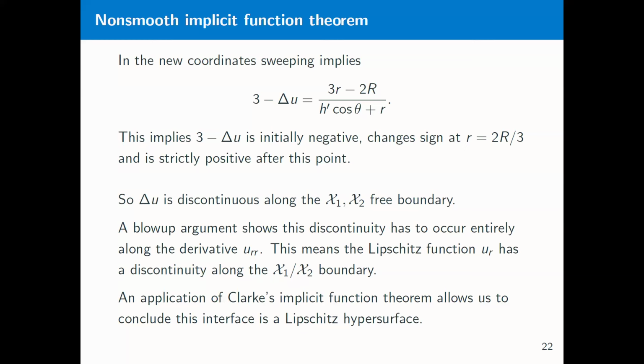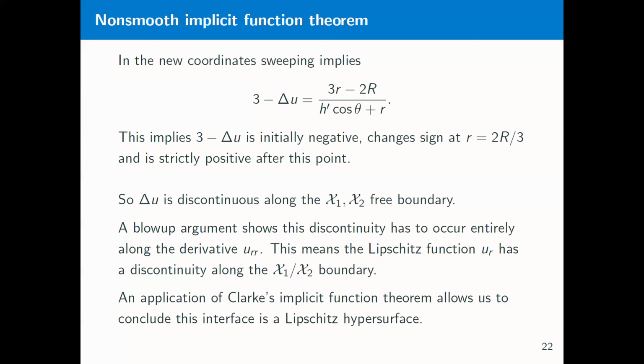And if you stare hard enough, this is quite an interesting relation, because it says that along a contact set, first of all, let me emphasize that the denominator is positive. So that doesn't change sign. This says that 3 minus delta U, where we know 3 minus delta U equals 0 is the Euler-Lagrange equation in the strictly convex region. It says at some point at r equals 2r on 3, so 2/3 of the way along the contact set, your Laplacian or your 3 minus delta U switches from positive to negative. So that means along that whole boundary of x1 and x2, your 3 minus delta U switches from 0 in the strictly convex region to strictly negative in the x1 region.